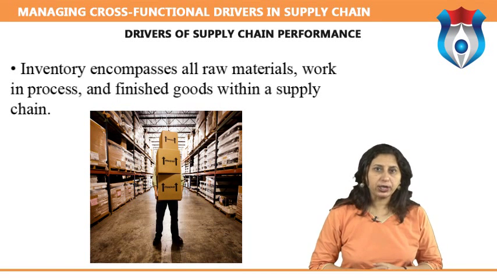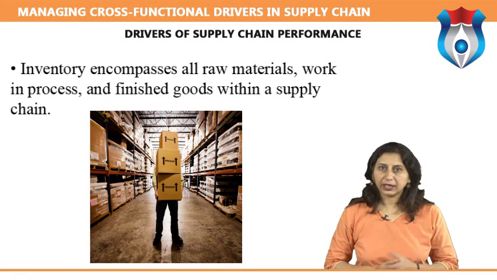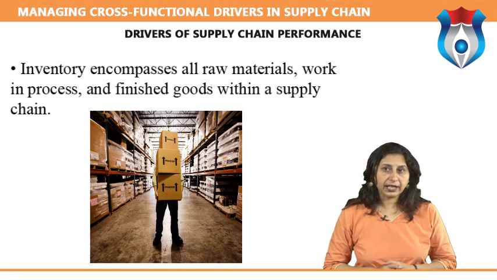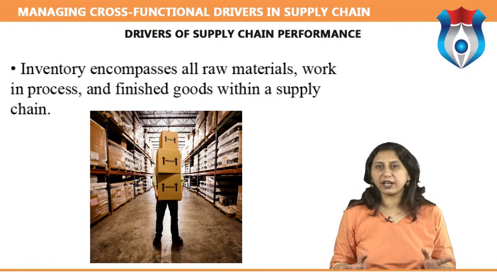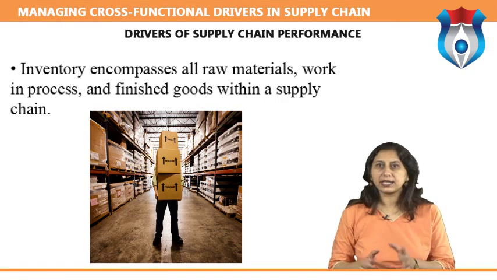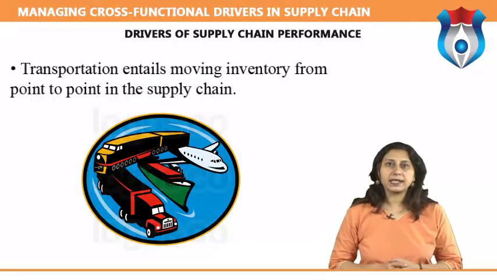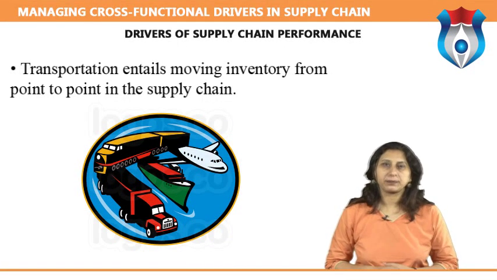Inventory encompasses all raw materials, work in process, and finished goods within a supply chain. Changing inventory policies can dramatically alter the supply chain's efficiency and responsiveness. For example, a clothing retailer can make itself more responsive by stocking large amounts of inventory and satisfying customer demand from stock.